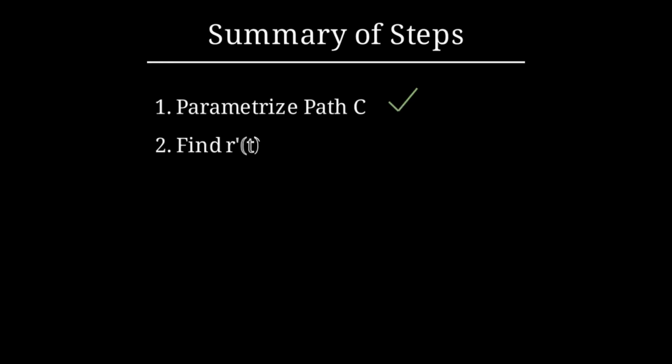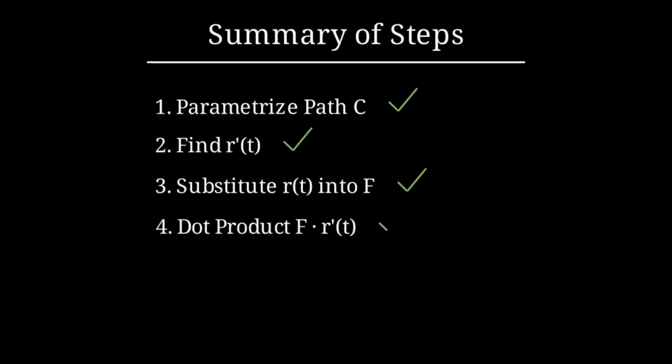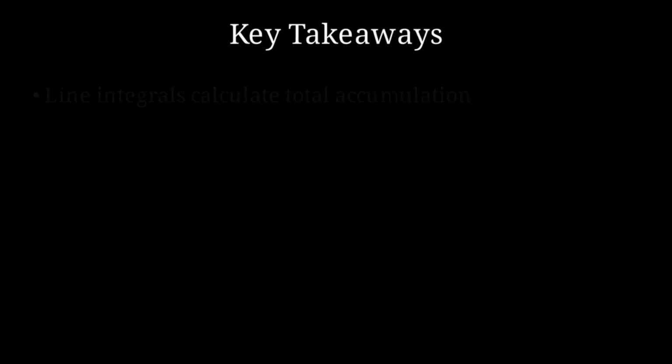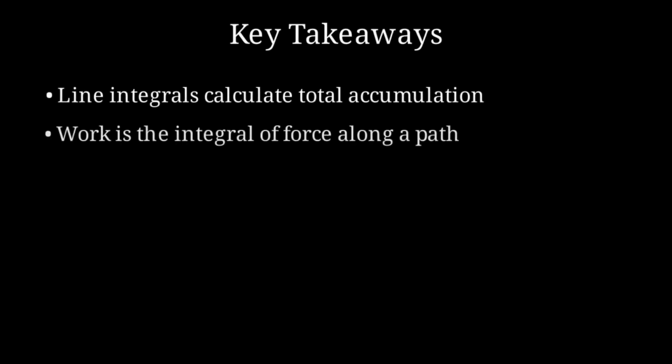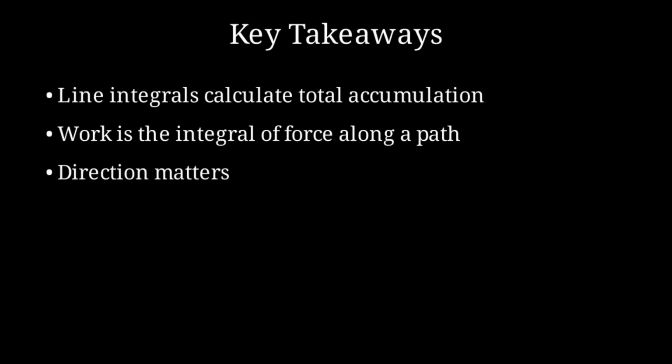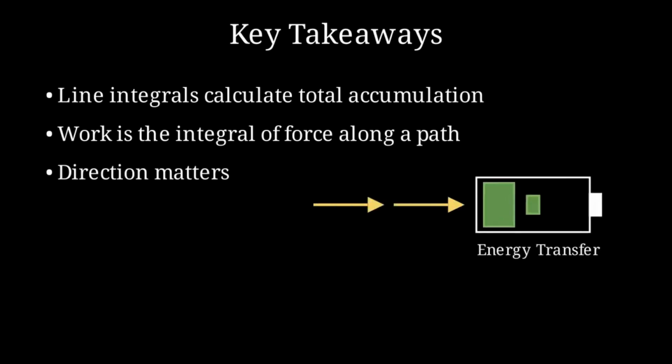To recap, always follow these 5 steps: parameterize your path, find the derivative, substitute into the vector field, calculate the dot product, and finally, evaluate the definite integral over your time bounds. Line integrals are the mathematical tool for measuring how much a vector field helps or hinders motion along a specific trajectory. This is the fundamental way we calculate work and energy transfer in physics.